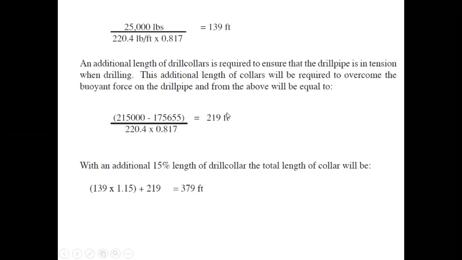We need 219 feet of drill collar more. And definitely we multiply the safety factor of 15%. So we add 139 feet with the 1.15 safety factor, add this additional 219, which is 290 feet. The total of 379 feet of drill collars are needed in a 10,000 foot string in order to provide the weight of 25,000 pounds and to keep it in compression and to keep the drill pipes in tension.